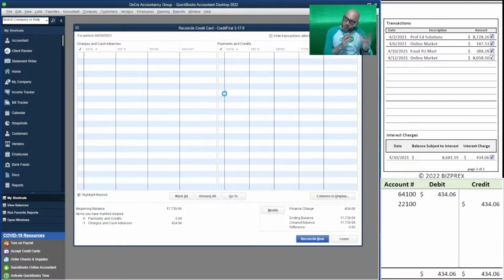You don't have to follow. I mean, again, QuickBooks tries to make it super easy for you. Sometimes that convenience becomes an inconvenience, but that's fine. Right? So now it's reconciling.